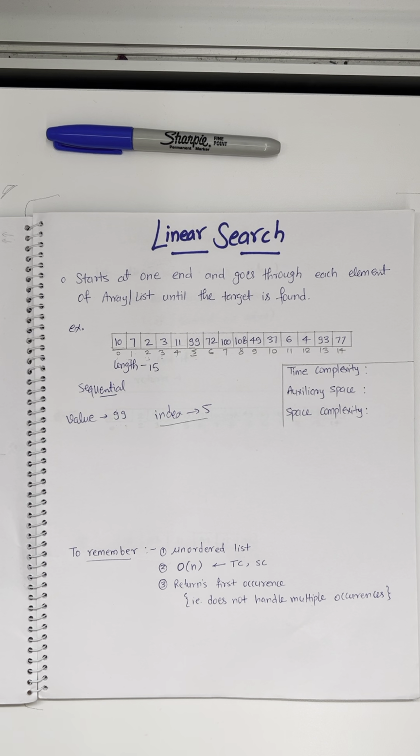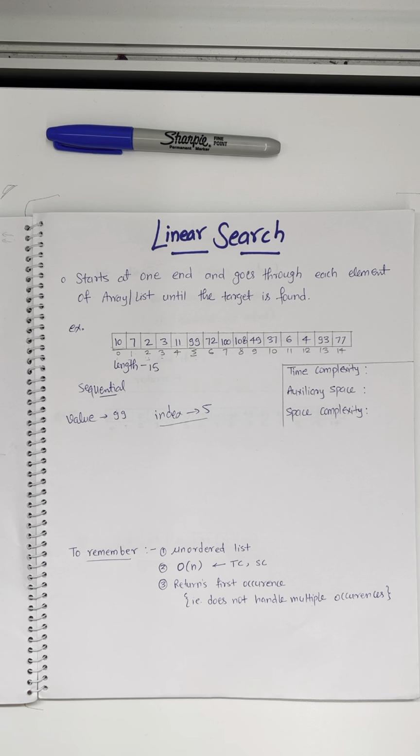Let's take some other example. What if we take the value, let's say 7. For the 7, it will start from 0, it will match the index 0, then it will move on to 1 and the value will be found at index 1.